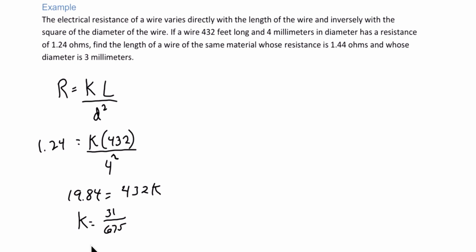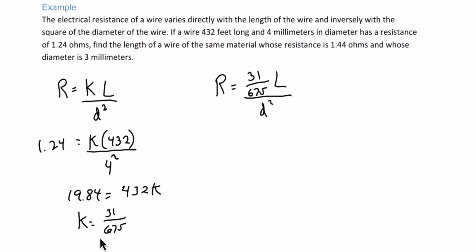You don't want to round the decimal here because you may round here and have to round again at the end. And if you round multiple times, you can accumulate rounding errors. So always round only at the end if needed. So once we have K, we can plug it back into the original equation. R equals 31 over 675 L over D squared.